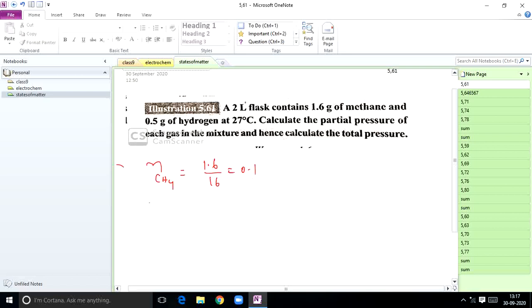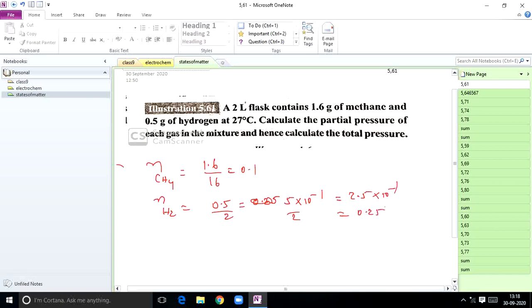At the same time, number of moles of hydrogen is equal to mass of hydrogen, how much given? Mass of hydrogen 0.5 gram, molecular mass 2, so 0.5 by 2, here you will get 0.25 mole. How much will you get, students? Calculate properly. 5 into 10 power minus 1 by 2. So you can write as 2.5 into 10 power minus 1. So you get right only 0.25.